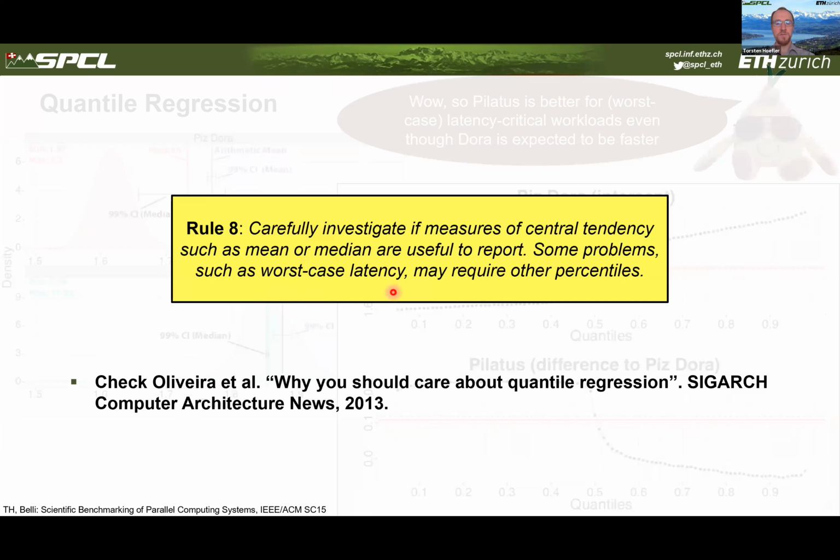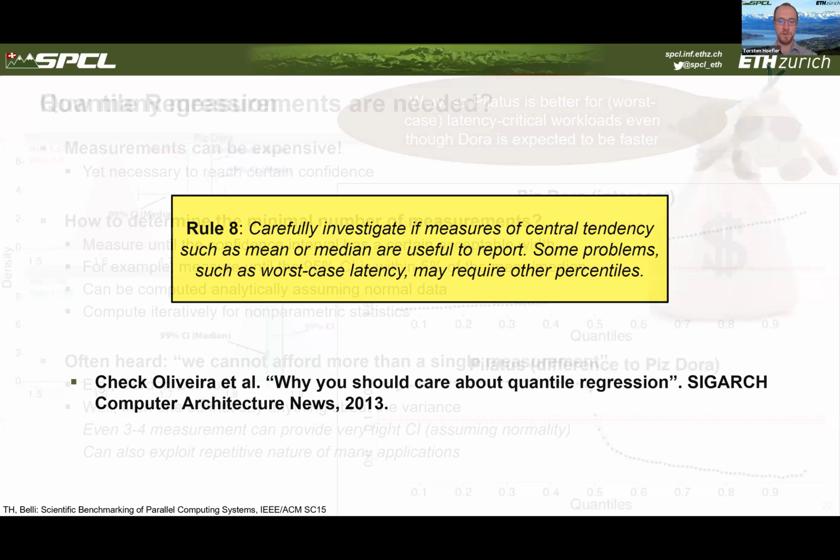Before you use a single measure of central tendency, you first need to understand whether it is useful to use. There's actually a paper in the SIGARCH Computer Architecture News, "Why you should care about quantile regression," discussing this in greater detail and pointing out that some results reported in papers at top scientific conferences are incorrectly interpreted because of these statistical problems. So we need to be very careful here.